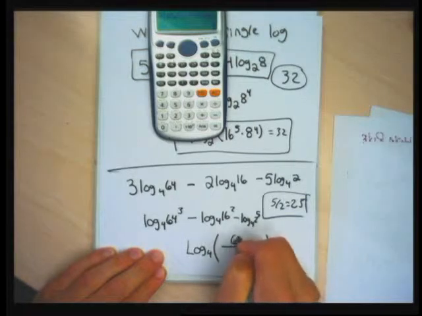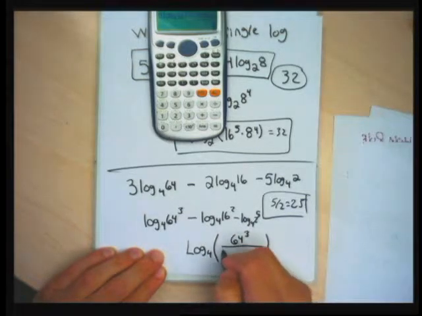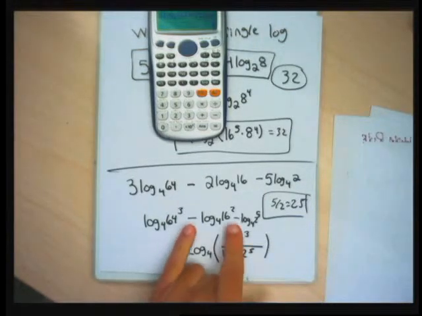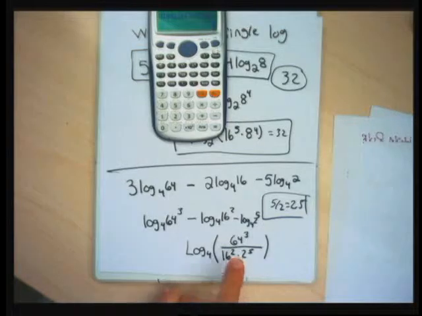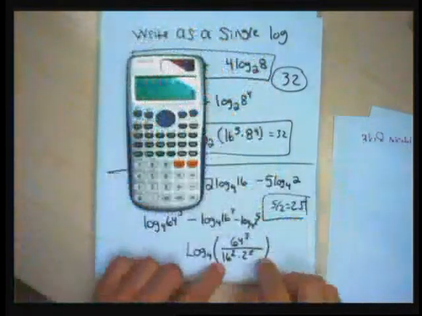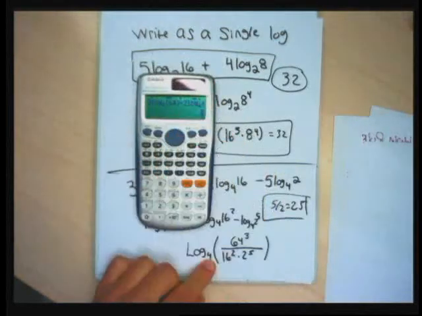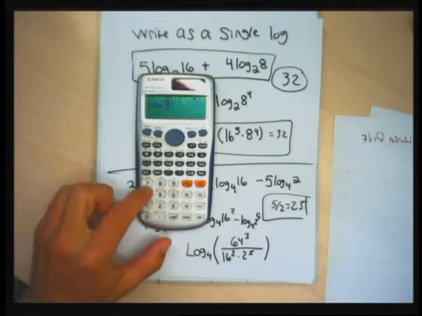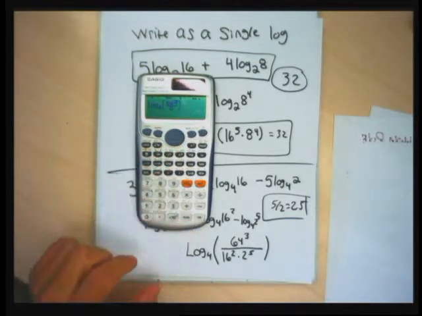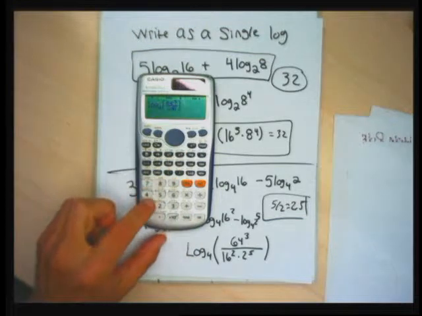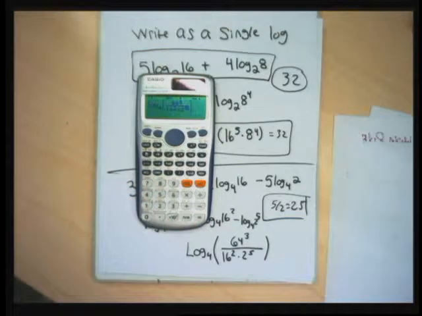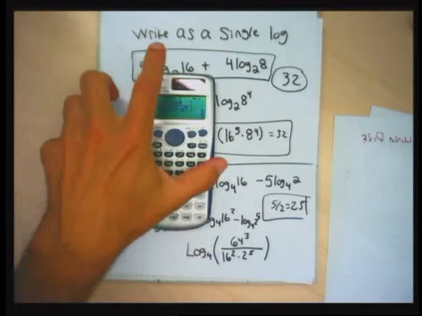In the numerator, I'm going to have a 64 cubed. In the denominator, I'm going to have a 16 squared times 2 to the 5th. Because anything that has a minus in front of it winds up in the denominator with its exponent. So let me see if this equals 5 halves. It's got to, otherwise I've messed up. So log base 4, fraction in the numerator, 64 to the 3rd power. In the denominator, 16 to the 2nd power times 2 to the 5th power. I'm hoping I see 2.5 or 5 halves, and I do, so I know I've rewritten this correctly.